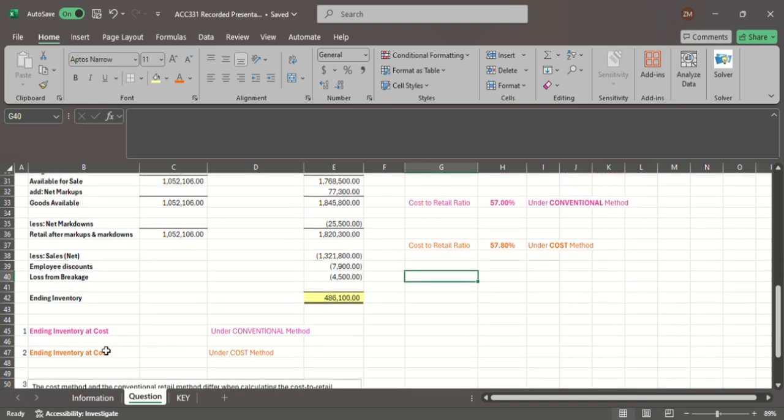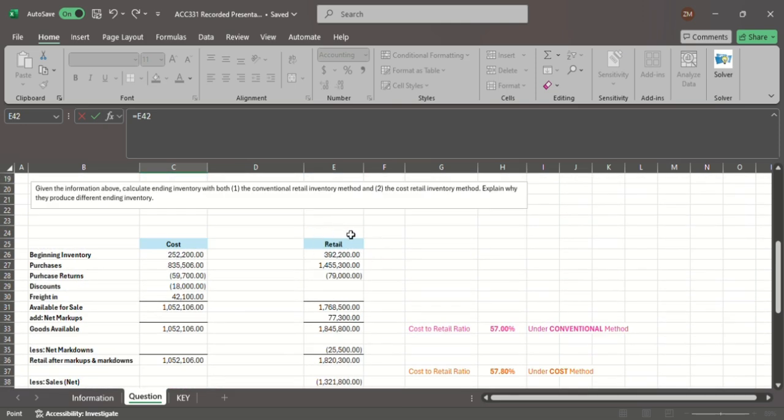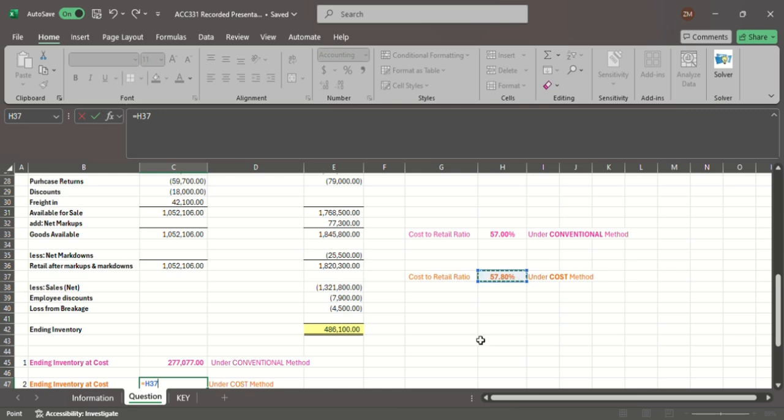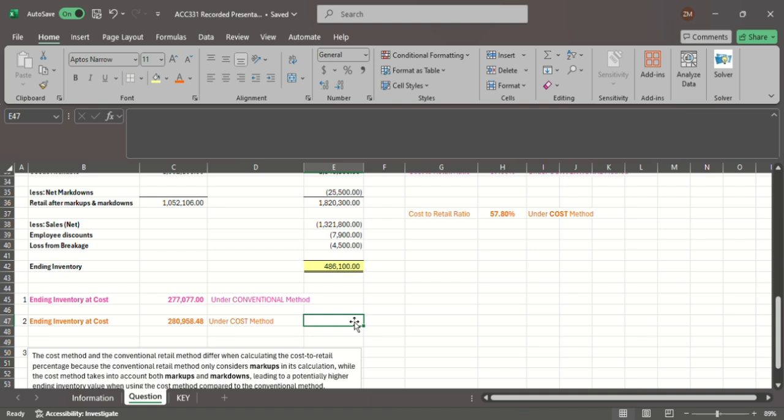So our ending inventory at cost under the conventional method, we're going to take the ending inventory we just calculated and multiply it by the cost to retail ratio under the conventional method. And then we're going to do the same for the ending inventory at cost under the cost method, which is ending inventory times our cost to retail ratio under the cost method. And there we go, we have our two answers.